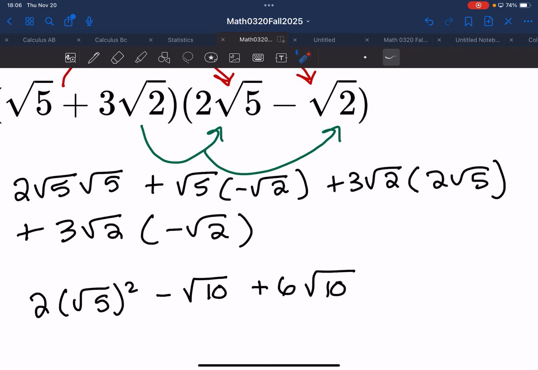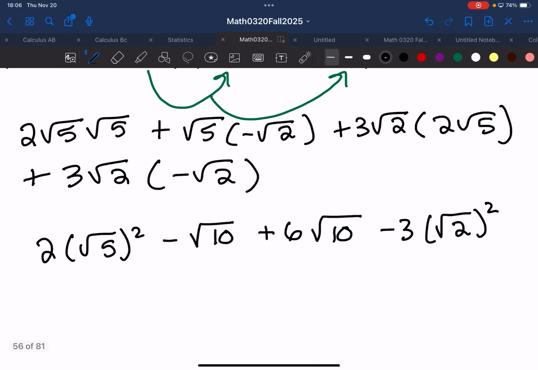Okay, now I'm on this bottom one right here. So I have the 3 square roots of 2 times negative square roots of 2. So this is going to be negative 3 times 2 square root of 2 to the square? Yes, square root of 2 squared, because there's 2 of them. Okay, now I can go back and I know that the square root squared cancels. So I'm going to make sure, okay, well that canceled and I know that canceled. Which means I just have numbers that I'm multiplying together.